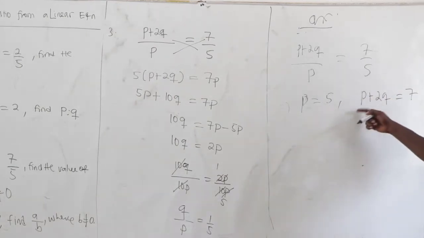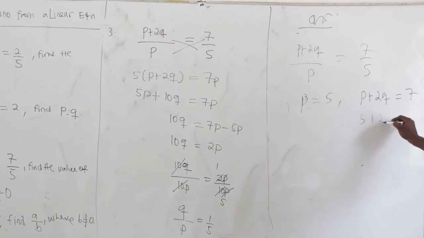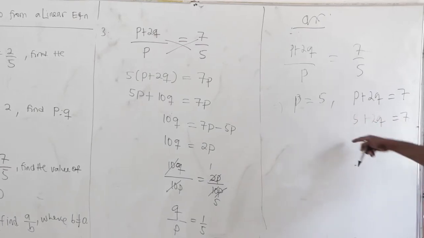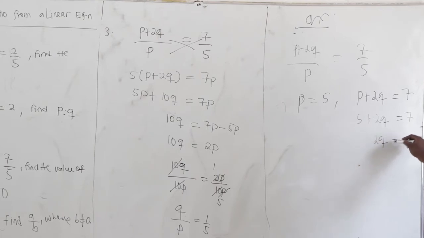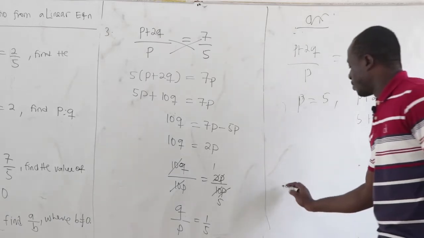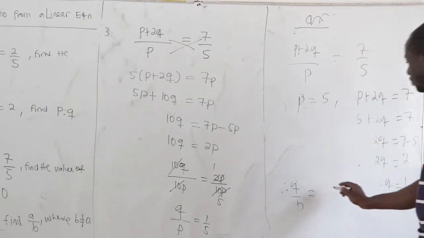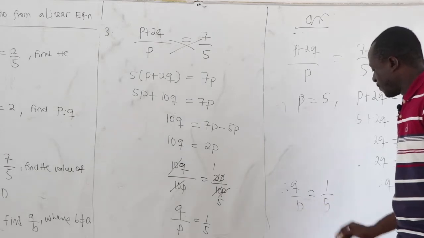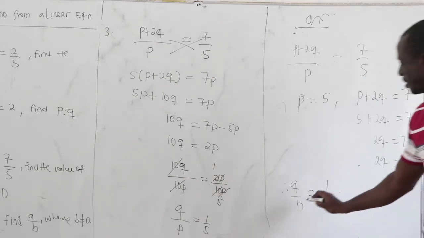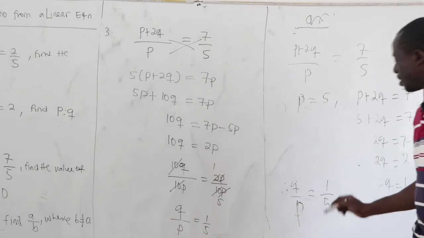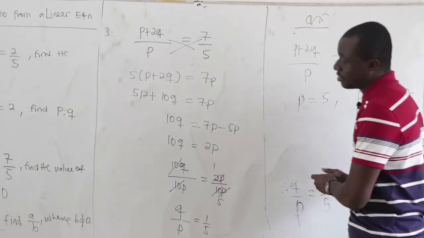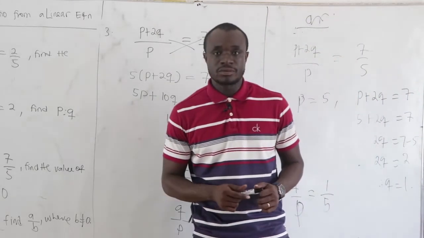What is p? 5. So let's put 5 here. So 5 plus 2q equal to 7. Now this will go here, so you have 2q equals 7 minus 5, so you have 2q giving us 2. Clearly our q is 1. What do you want to find? Q over p. Now what is q? 1. What is p? 5. So q over p is equal to 1 over 5. This is a BECE past question.